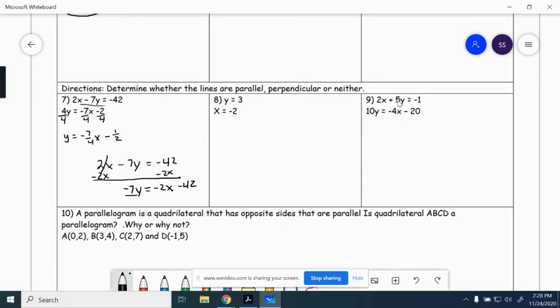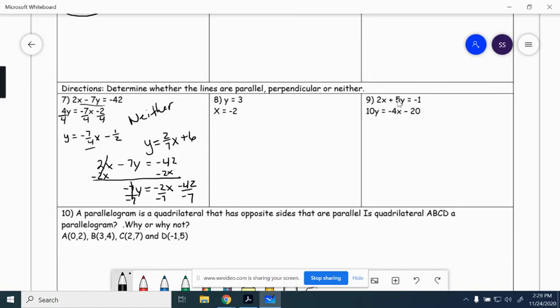Last step, divide everything by -7. And so I'm left with y is equal to +2/7 x, right? Because they're both negative. And -42 divided by -7 is +6. And so we've got the slope of -7/4 and the slope of 2/7. So this is just neither.